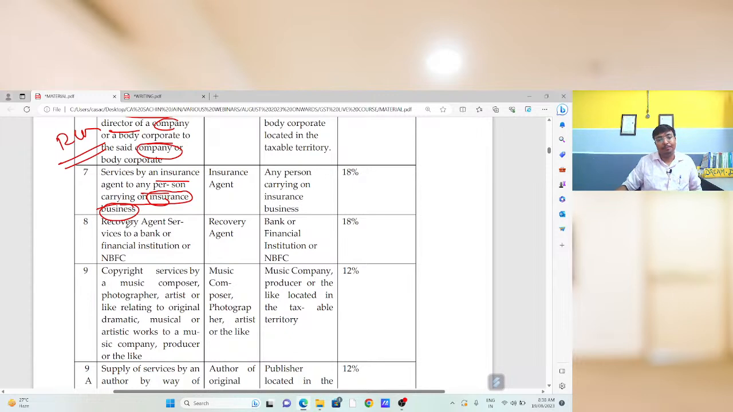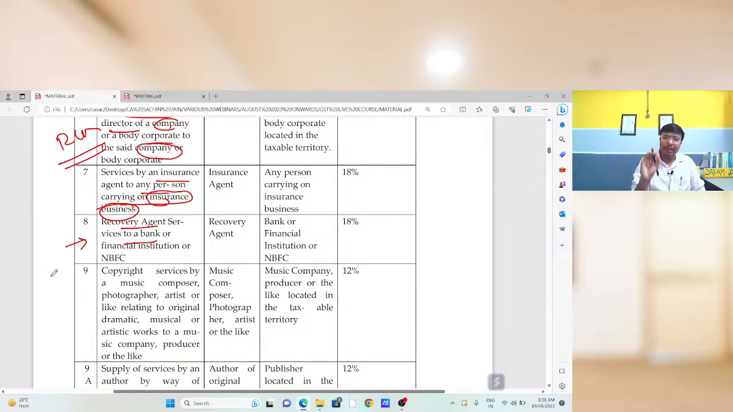Bank is going to provide multiple loans, and for recovery of those loans bank is going to appoint certain recovery agents. If the recovery agent is going to provide the services of recovery of the amount to the bank, in that case that recovery agent is not liable to make the payment of taxes. That bank is liable to make the payment of taxes.